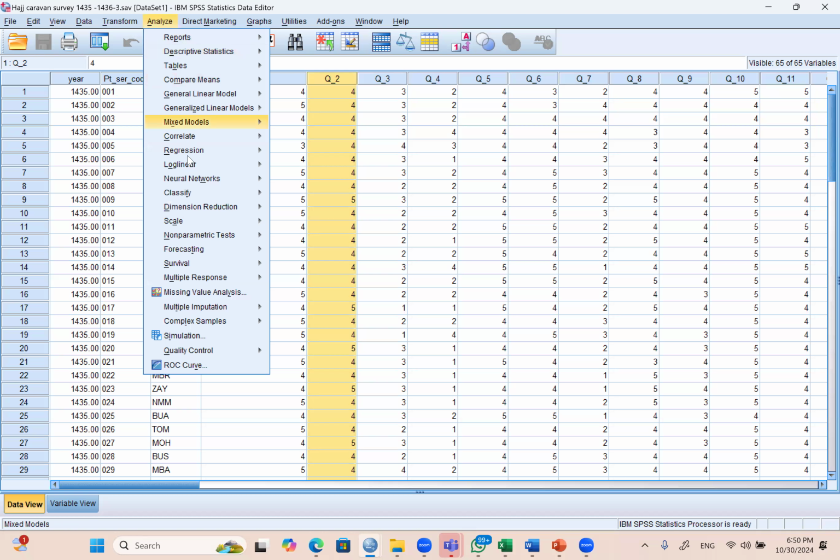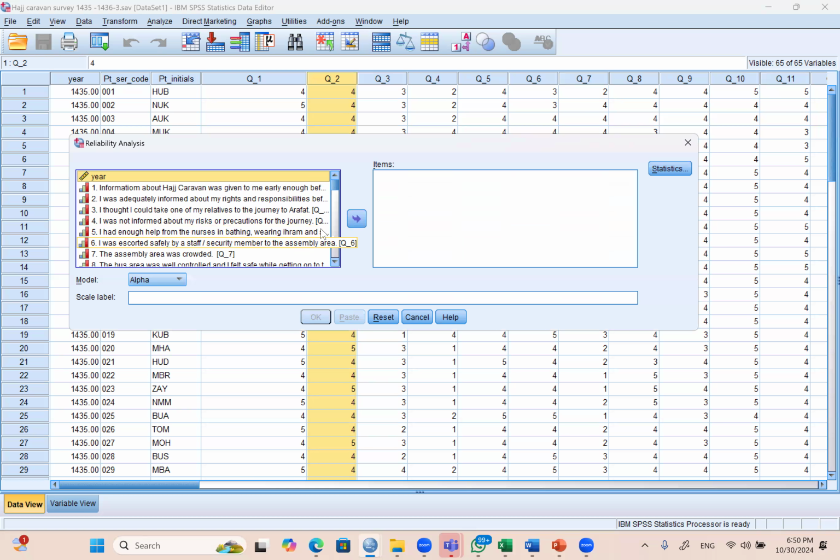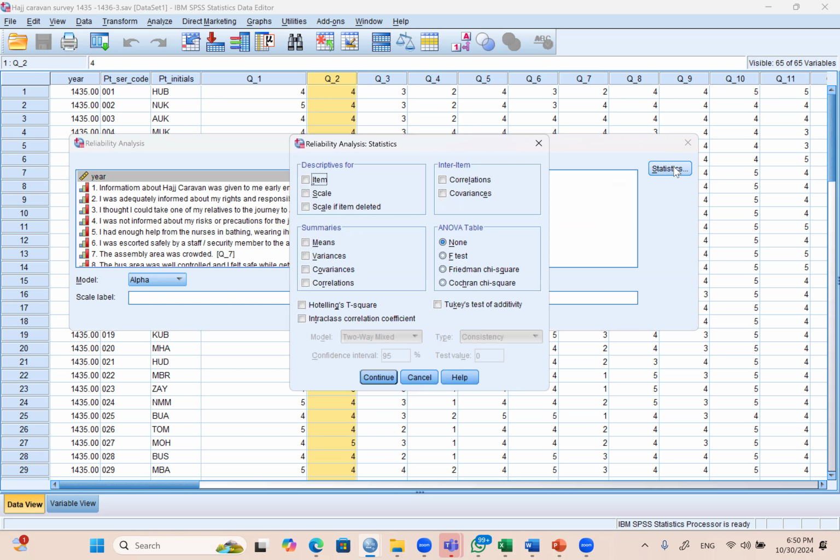We're going to analyze, scale, reliability analysis. Here, we go to the statistics and we want to do intra-class correlation coefficient. Type. What are we aiming for with intra-class correlation coefficient? We need to see this menu. Do we need to demonstrate consistency or absolute agreement? With consistency, we're doing something very similar to the Pearson and the Spearman correlation, where we want to see whether X correlates with Y.